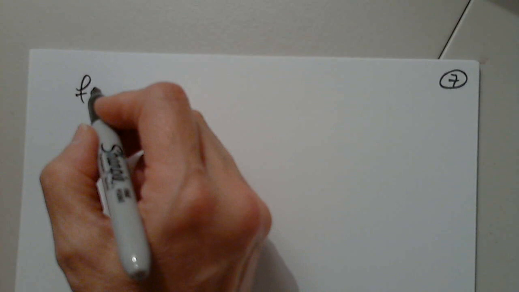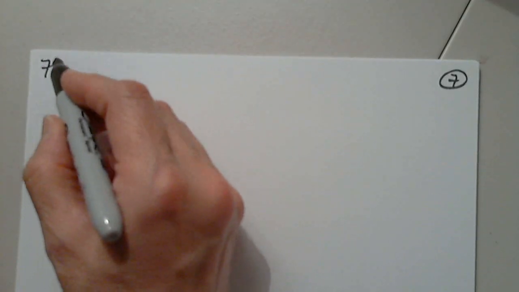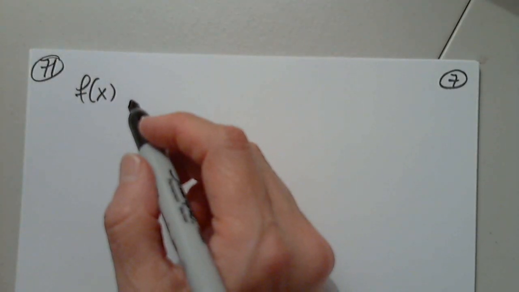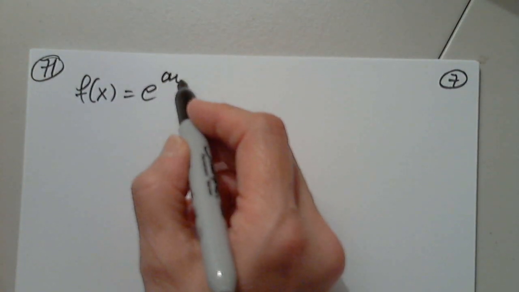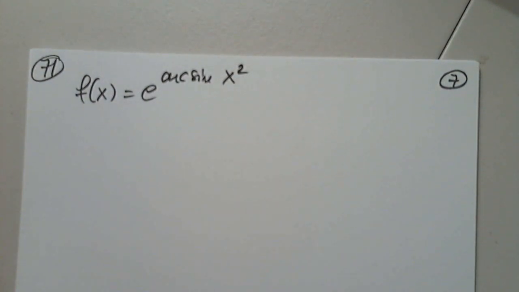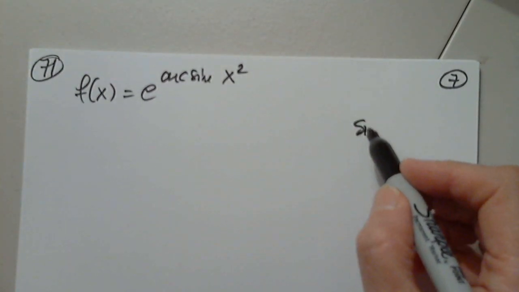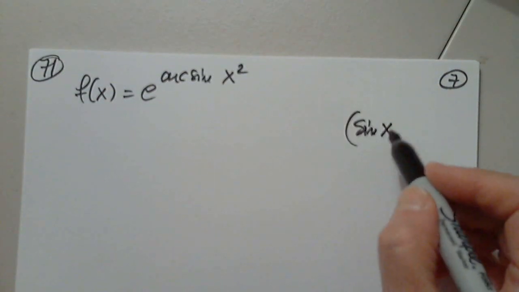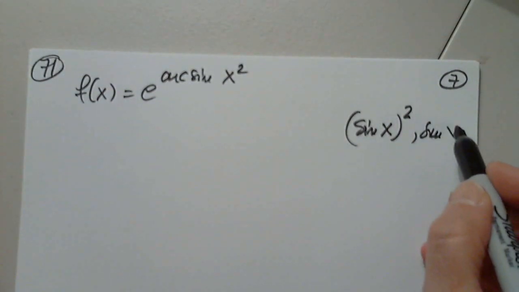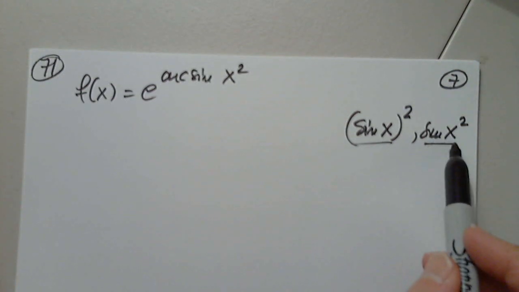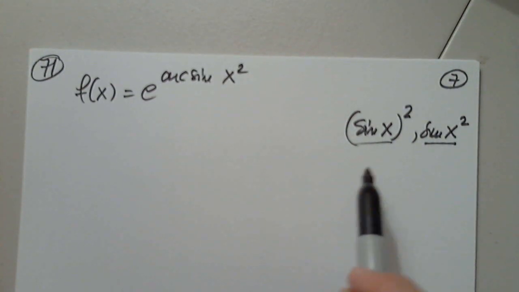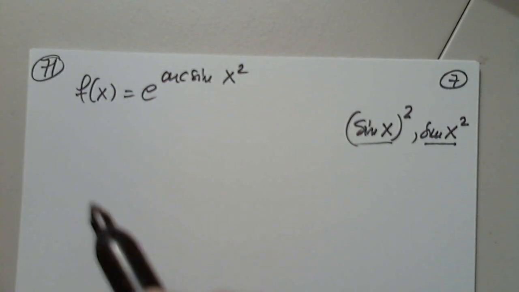71, so we have f. I'm going to replace it by x. So 71, it's e to arc sine x squared. Perfect. I noticed something in your homework. It's not the same to write sine x squared as sine squared x. These are not the same. Be careful. Solutions are posted for all written homework assignments.